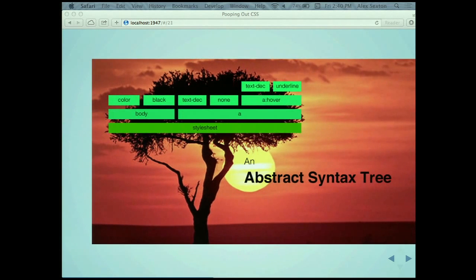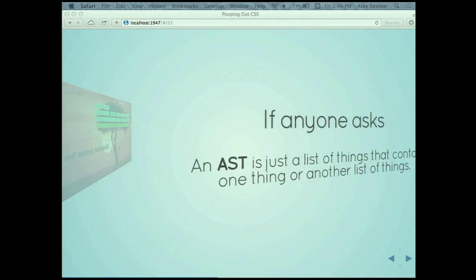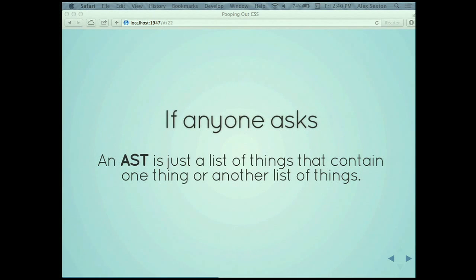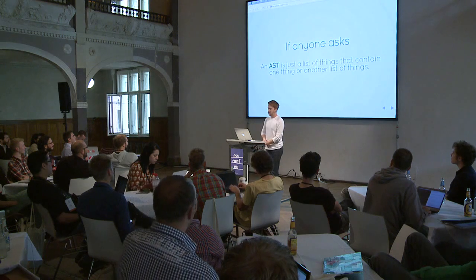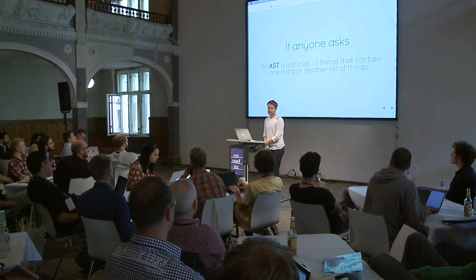Anyways, this is an abstract syntax tree. That's what I've been describing. It's confusing because there are almost no rules. If anyone asks, an abstract syntax tree is just a list of things that contain one thing or other lists of things. I like to call them arbitrary syntax trees.